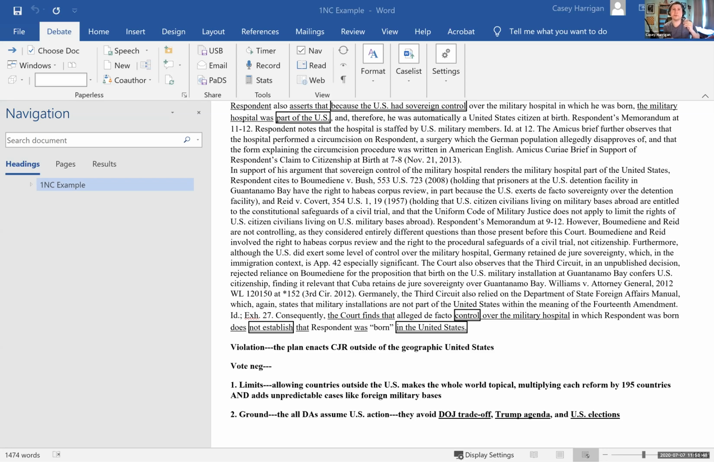Ground refers to the arguments that are available, and teams will want to say that predictable, high quality, and just the quantity of ground available to them is important for fairness. A third standard is education.